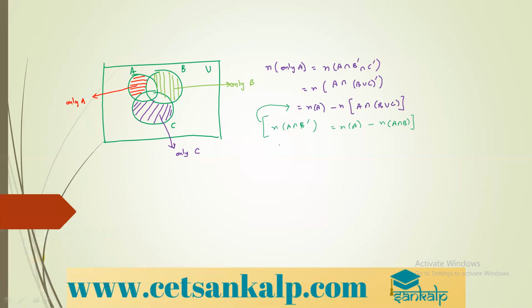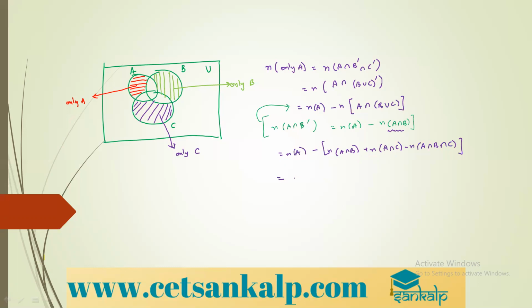Okay, so further, if I want to continue, I can write it as the number of elements in set A minus the number of elements in A intersection B plus the number of elements in A intersection C minus the number of elements in A intersection B intersection C. I am using the formula for A intersection B union C. This formula will give the number of elements in only A.